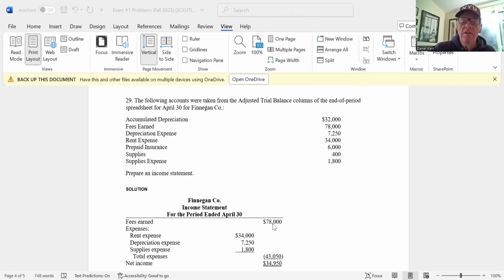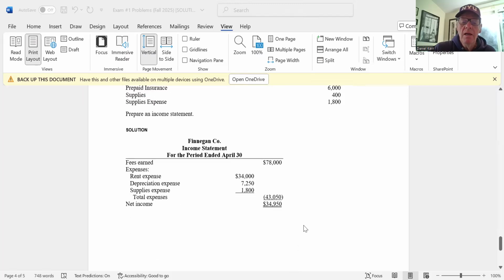Maybe you included other things in revenues that you shouldn't have, or you included the wrong items in the expenses. Okay, so there were things up here that were given to you that were not income statement accounts; they were balance sheet accounts. And those of you who made errors, you would have included some of those balance sheet accounts in the income statement. The income statement should just show revenue minus expenses. You don't show the balance sheet accounts on the income statement. All right, so that's it.